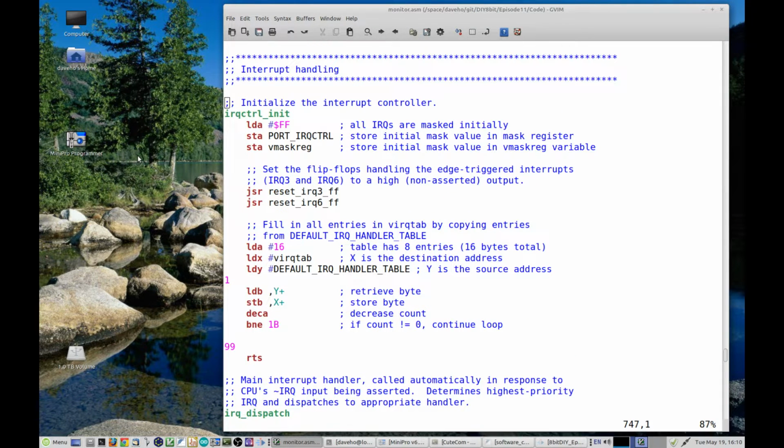The IRQ CTRL init function, which is called from the monitor entry point code, is responsible for initializing the interrupt controller hardware and setting up the software data structures that will be used to handle interrupts. It sets the initial mask register value, which disables all IRQ inputs by default. Note that a memory variable called vmaskreg maintains a copy of the mask register value since there is no way to read the contents of the mask register. It also resets the flip-flops used for detecting edge-triggered interrupts to ensure that they are outputting a high, non-asserted voltage.